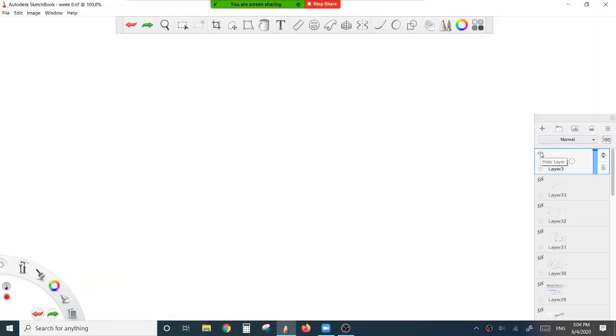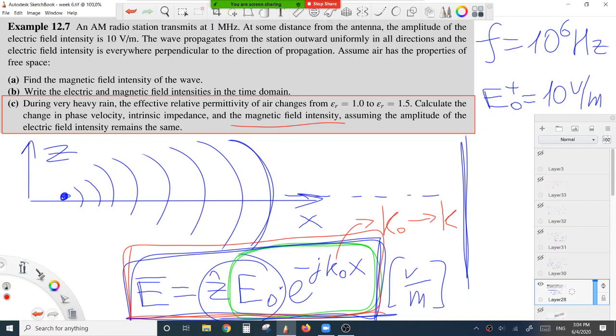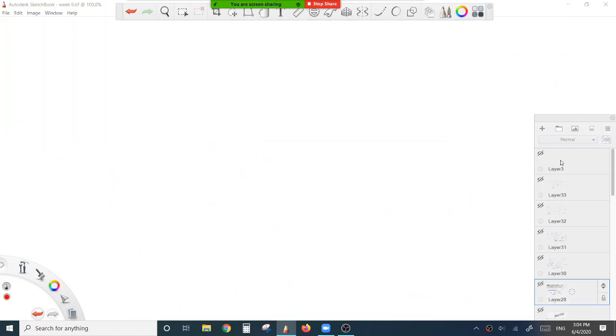Okay, in the last lecture, yesterday, we finished doing this example. Now, today we have another example.